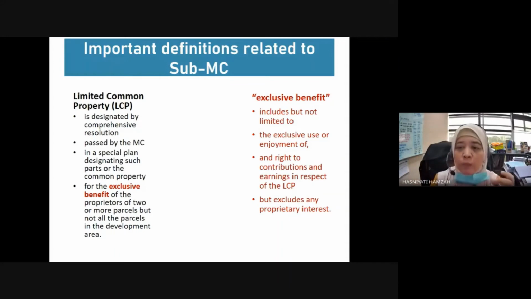Owning something is what we call proprietary interest. Proprietary means proprietor, ownership, the right of ownership. You don't have any ownership rights. You only have rights to enjoy, the right of enjoyment, the right of use. That's all. Okay, is that clear?